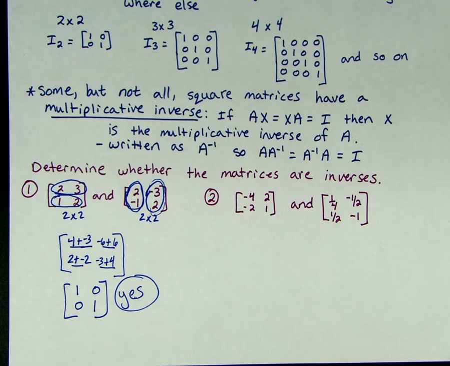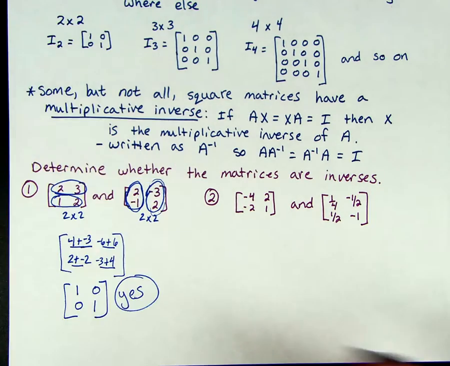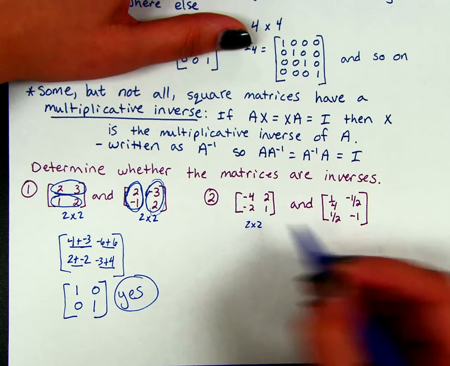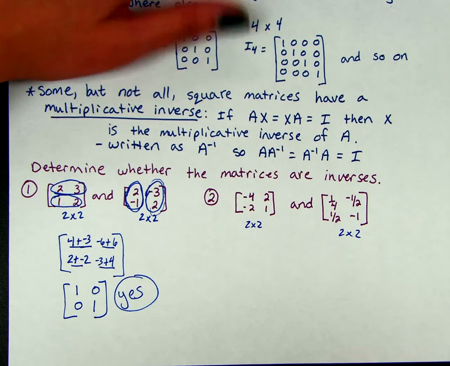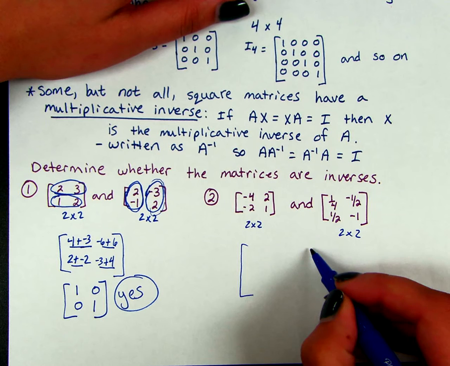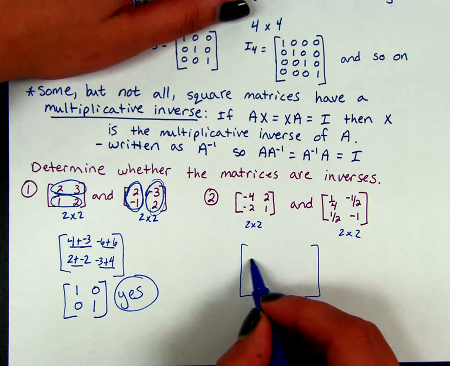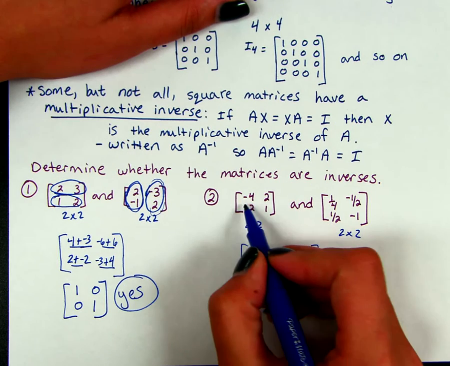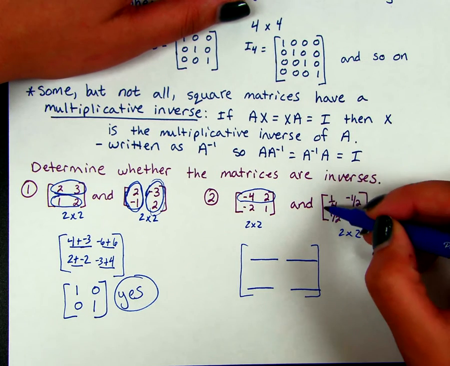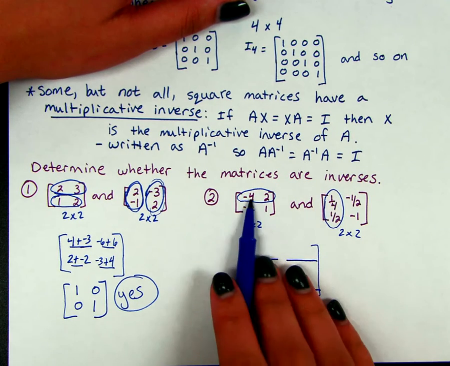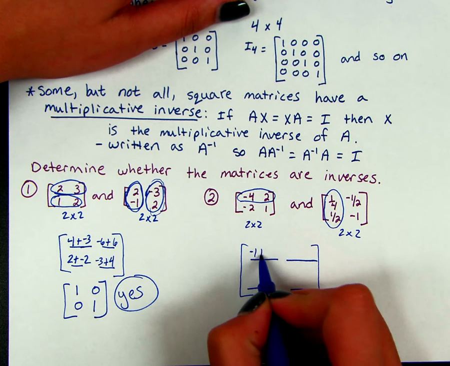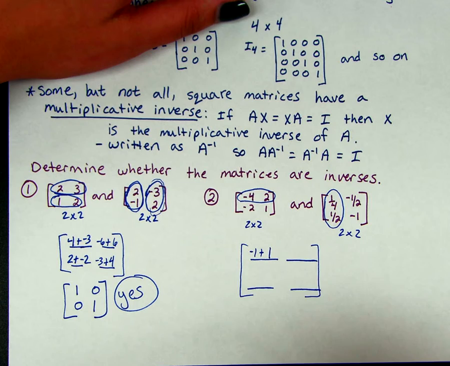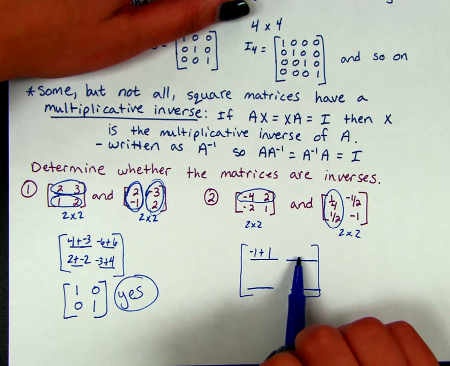All right, let's do another example. Again, we're going to start by writing down the dimensions. We have a 2x2 and a 2x2, so that means we are going to have a 2x2 matrix when we multiply them. Starting with the first row and the first column, negative 4 times 1/4 is negative 1, and then 2 times 1/2 is 1.